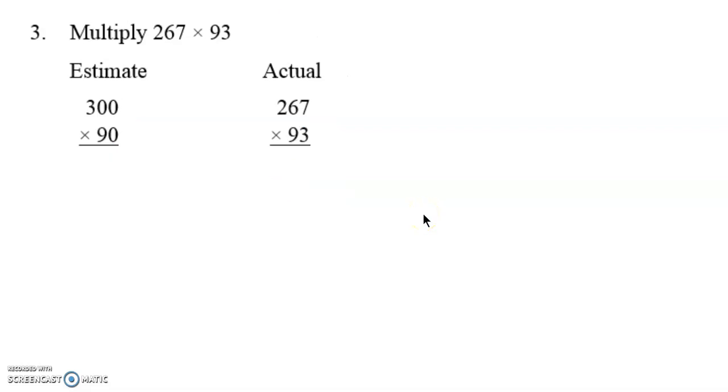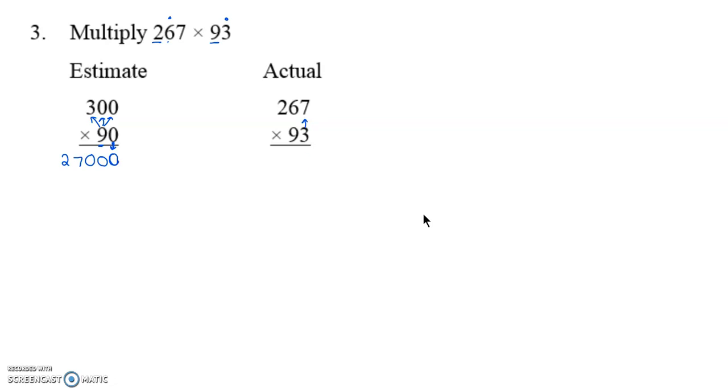Number 3, 267 rounds up to 300, and 93 rounds down to 90. We're going to use the same strategy as number 2. Notice that I have a 0 in my multiplier. I'm going to bring that 0 down. That holds my ones place. Go right to the 9. I'm going to multiply 9 times 0 is 0. 9 times 0 is 0. 9 times 3 is 27. 27,000 for my estimate.